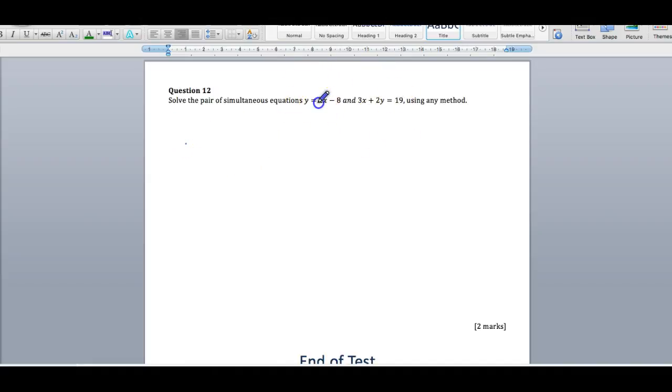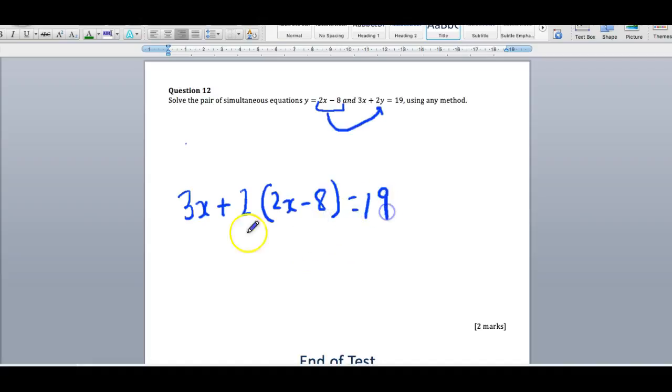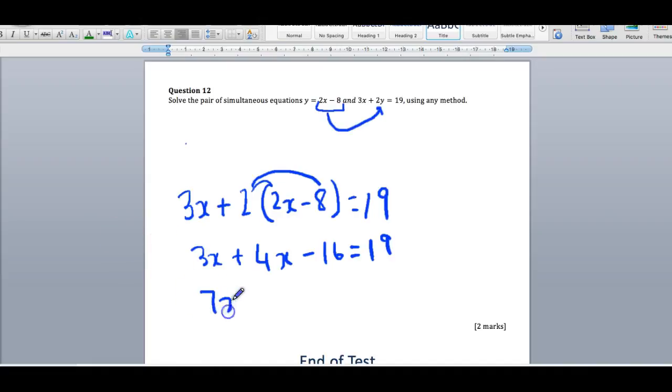So we have y equals, so that means this part here, we would substitute in for this y. So in the second equation, we have 3x plus 2, and then instead of writing y, I write in what y was equal to. 2x minus 8 equals 19. So we have 3x plus 4x minus 16. Don't forget to do both of them. Equals 19. This isn't actually a difficult one, which is nice.